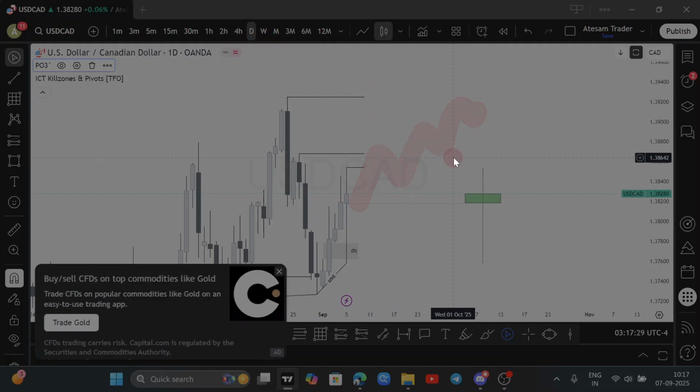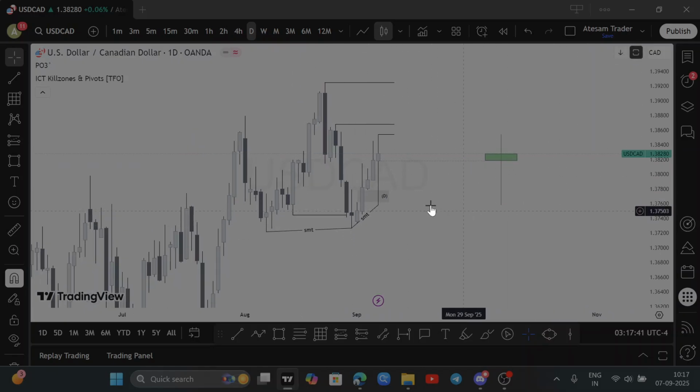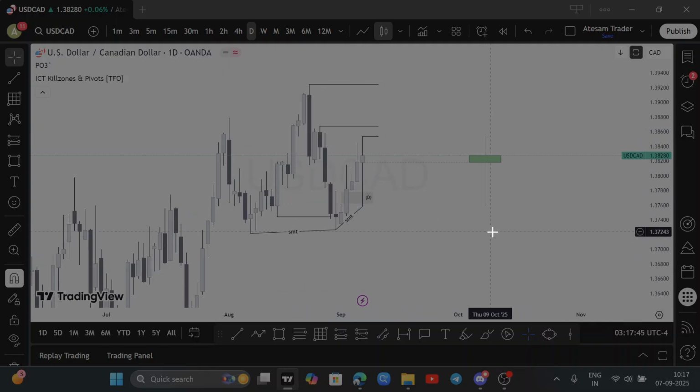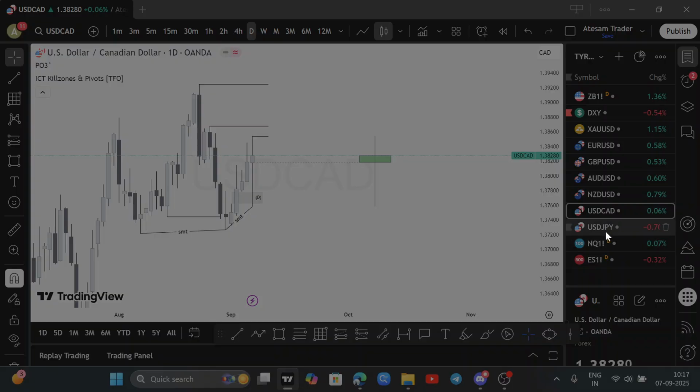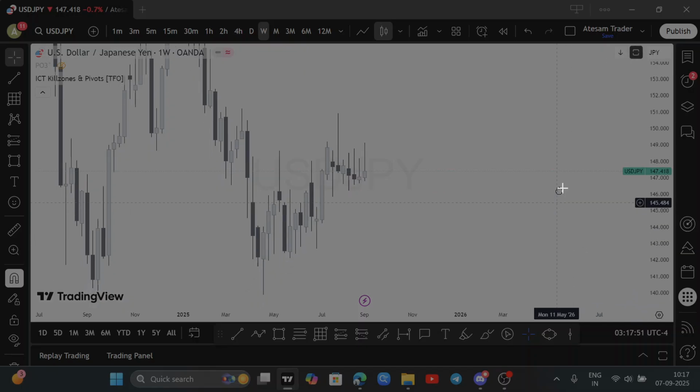This will only happen if the dollar aligns. Otherwise, it is not going to do anything. If we are expecting the dollar to go down, it can easily reverse all this or maybe consolidate. So only from the USD CAD, I am expecting bullish price action. Come to the JPY, what JPY is doing.